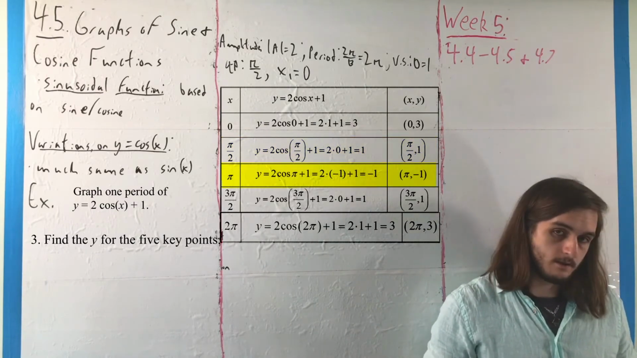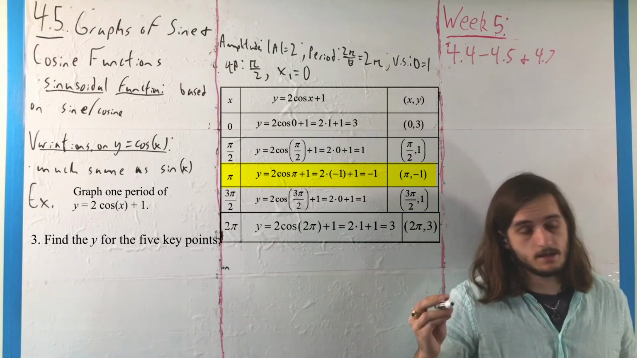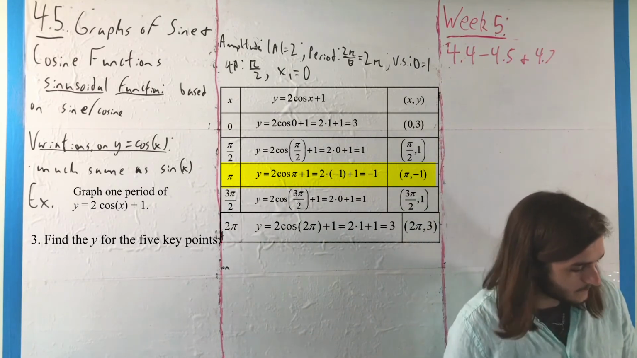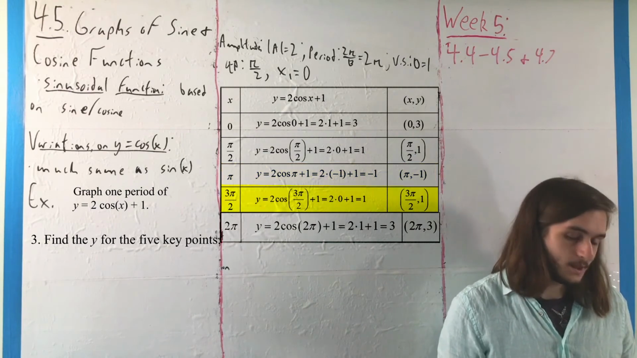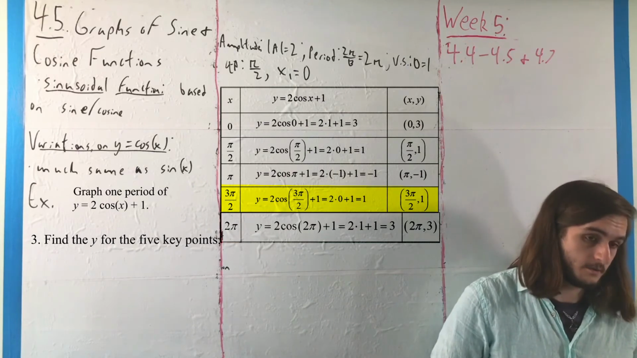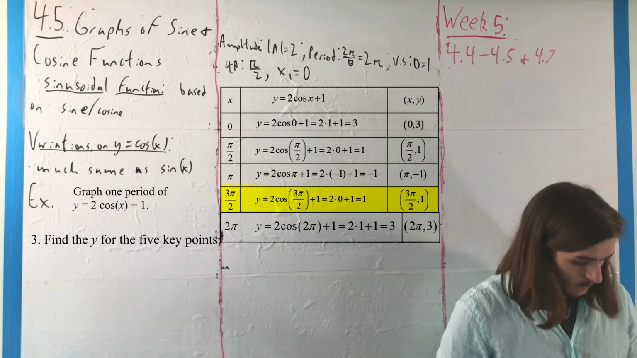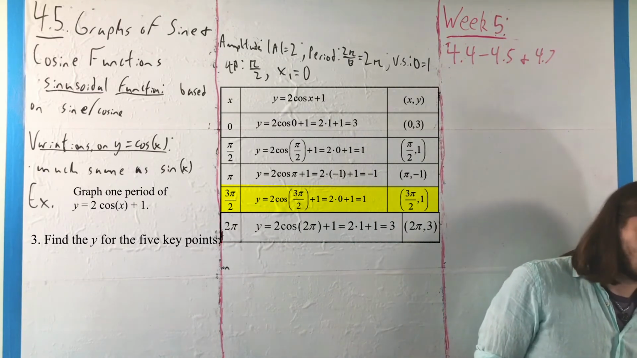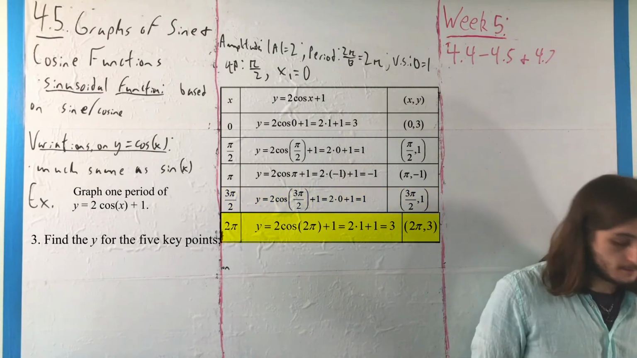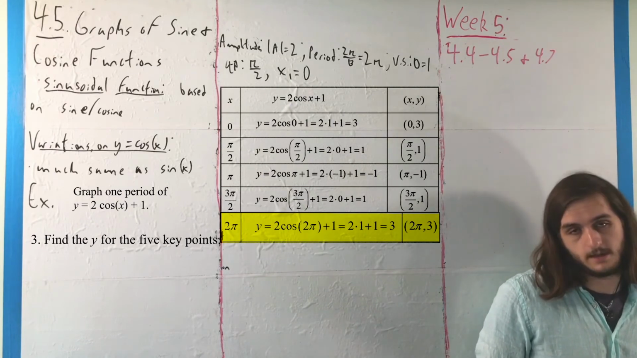Then at pi, we have 2 cosine of pi plus 1. Cosine of pi lands on the other side, negative. Negative 2 plus 1 gets negative 1, so we have the point pi, negative 1. And then at 3 pi over 2, we have 2 cosine of 3 pi halves, which is a 0, plus 1 is 1, so we get the point 3 pi over 2, 1. And then finally, for our last point, we look at 2 pi, where if we take 2 cosine of 2 pi and add 1, we will get 3.